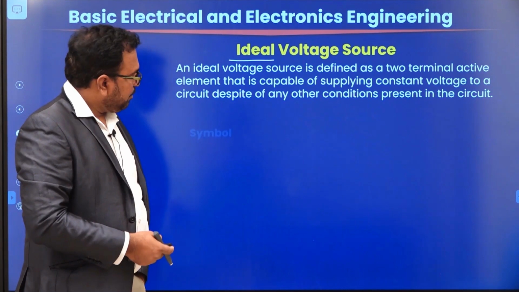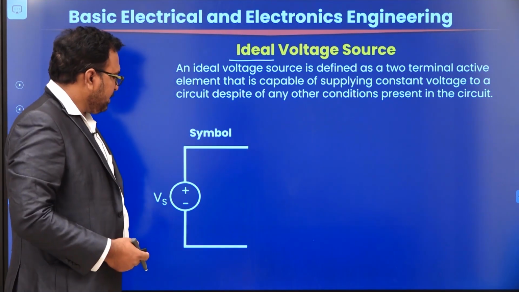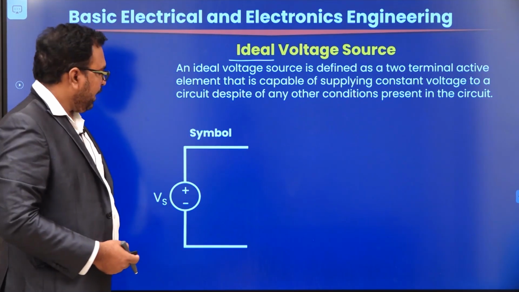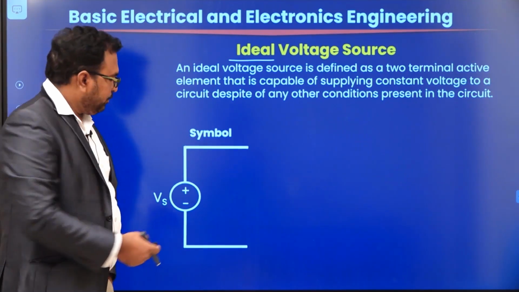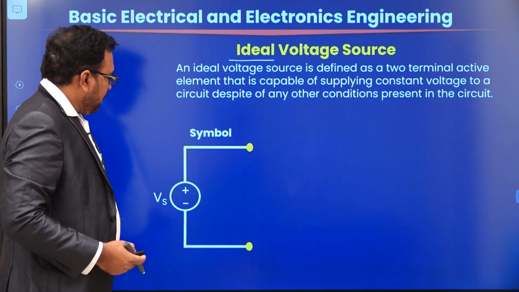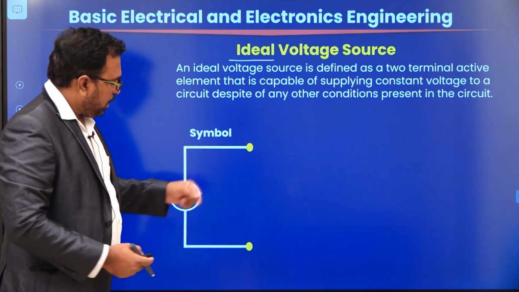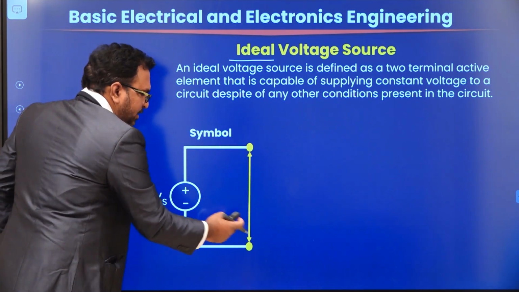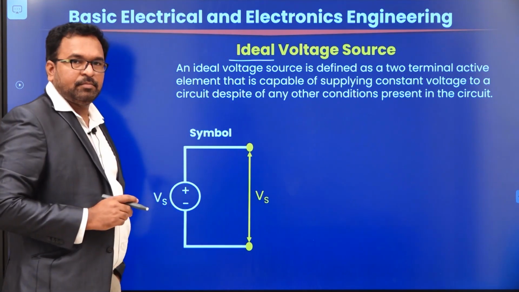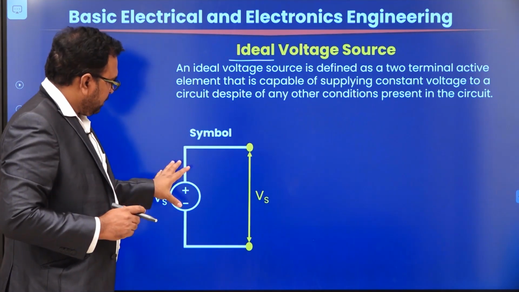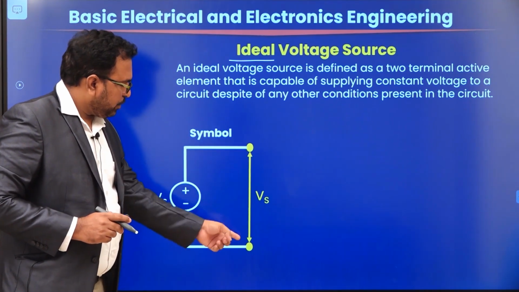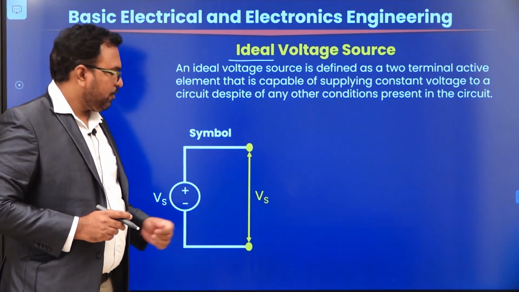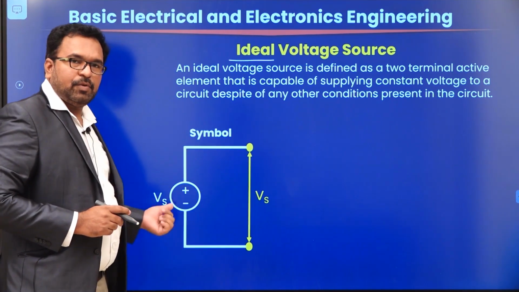So if you see the symbol here, this is the symbol we are going to use to represent an ideal voltage source. So what is the meaning of the statement given here? Whatever may be the circuit conditions, always the voltage across these terminals must be Vs. So it says if you connect the source to a circuit, the terminals of the source will always have a voltage of Vs, which is equal to the source voltage only.